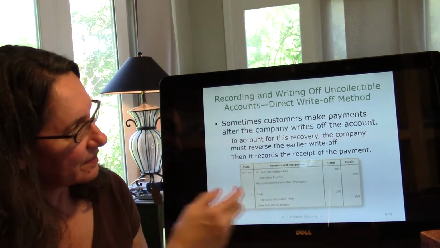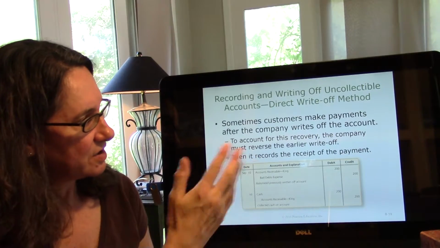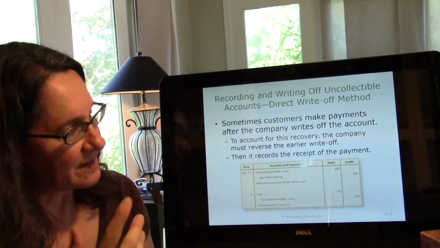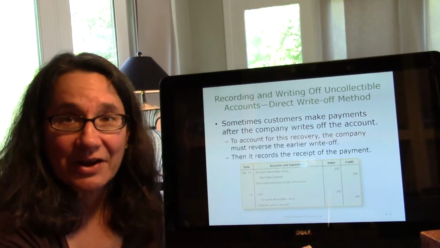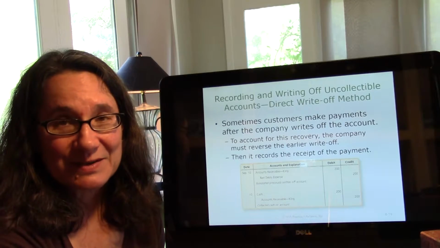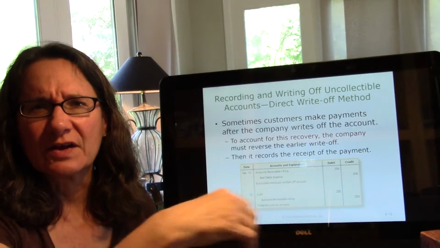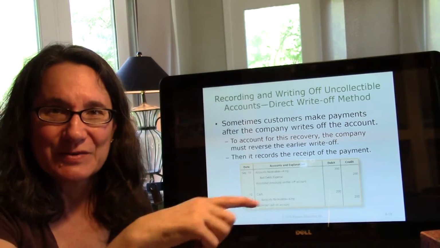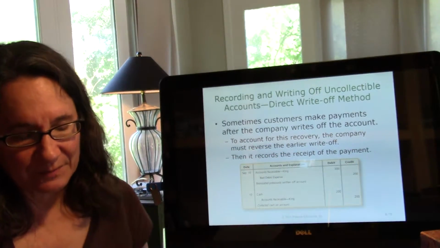So here's an example. Sometimes they come in. To account for this recovery, you reverse the write-off and then record the payment. Remember, we wrote it off, so there's not a receivable on the books anymore, right? So we have to put it back on the books before we can accept the cash. You don't tell the customer that, you just take the money. But when you do the bookkeeping part, you put it back on the books. So here's how you put it back on.